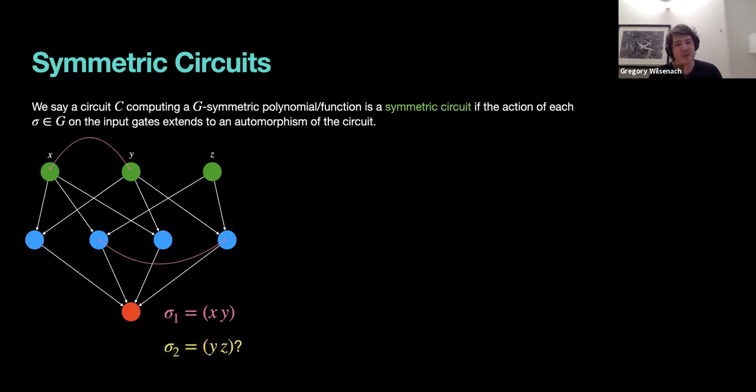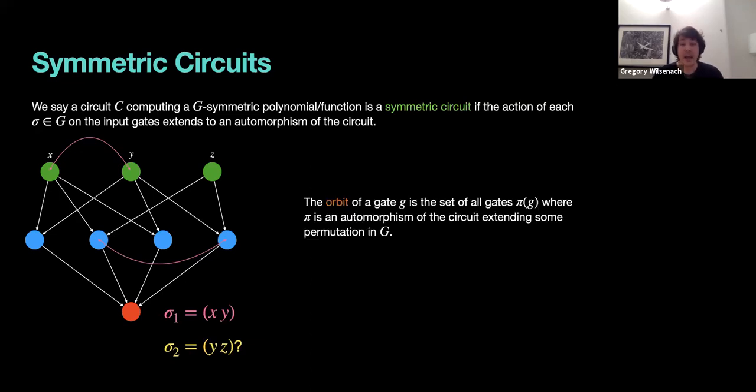But if we tried, for example, to look at the permutation YZ, it's not too hard to show that this doesn't extend to an automorphism of the circuit. Okay, and the important concept I'm going to need later on is the notion of an orbit of a gate. The orbit of the gate is just all possible images of the gate under π_G, where π_G is an automorphism extending some permutation.